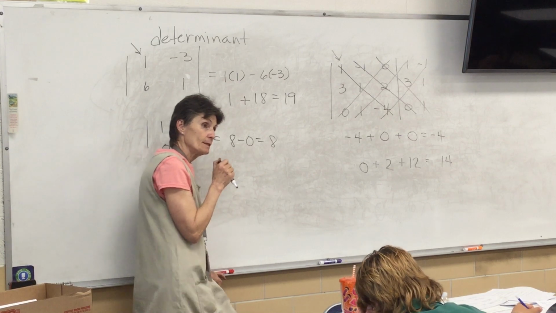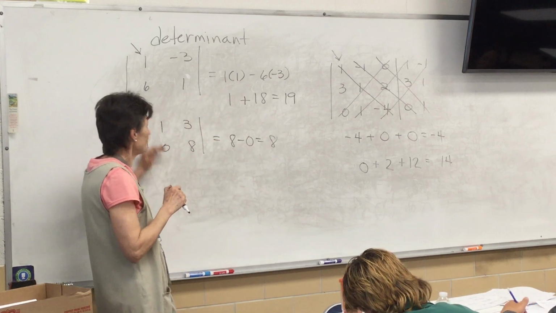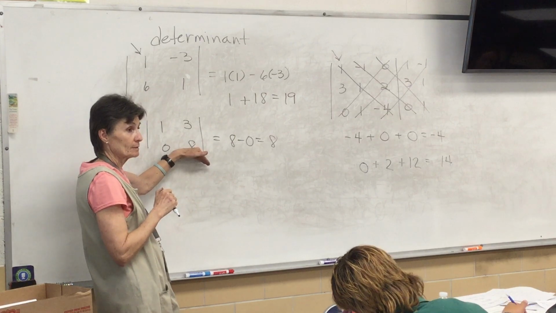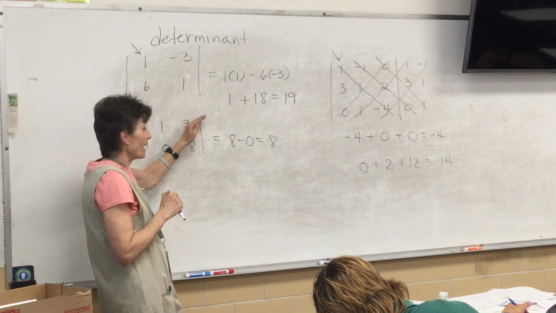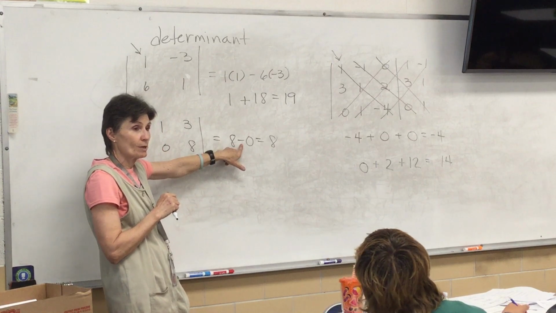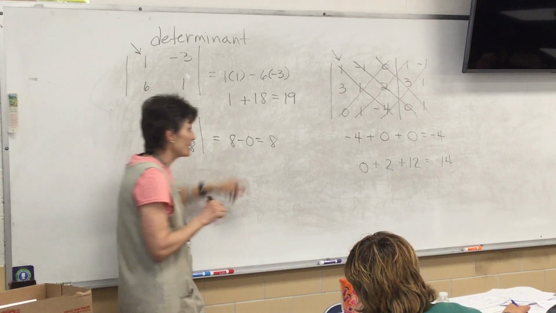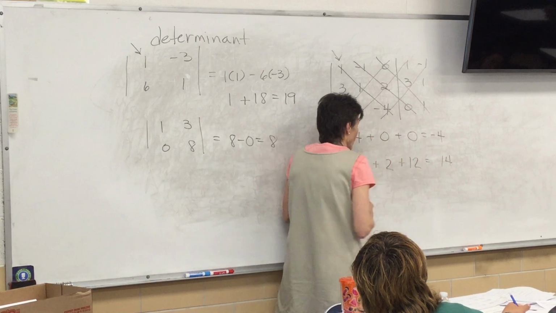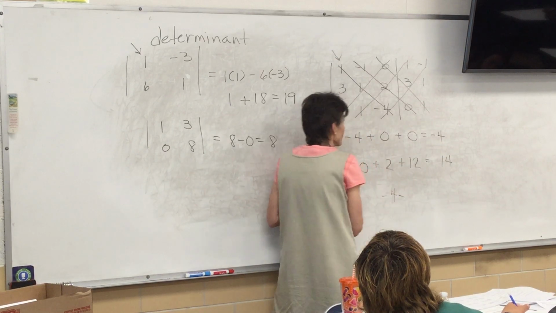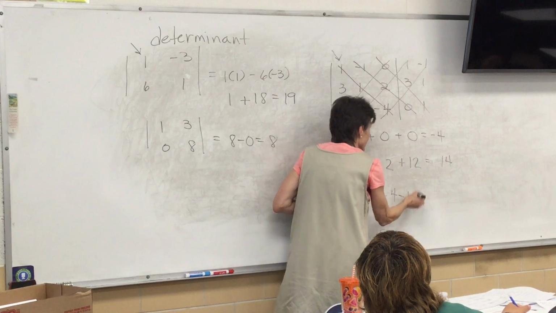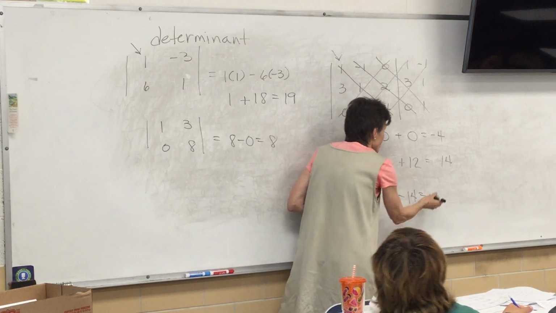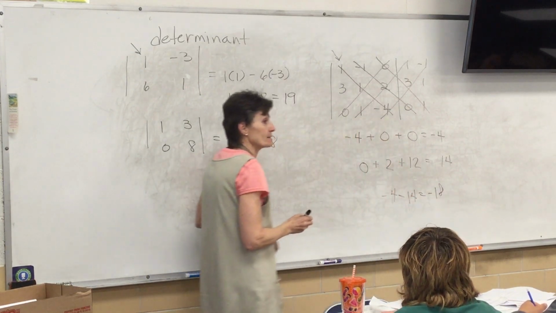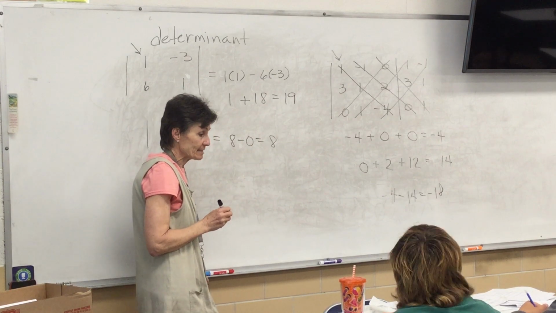Okay? Now, let's think about what we did over here. We did this one. We did this one. And then what did we do to those two numbers? Subtracted. So you're going to take your downs, which were negative 4, and you're going to subtract your ups, which were 14. So the value of this determinant is negative 18.